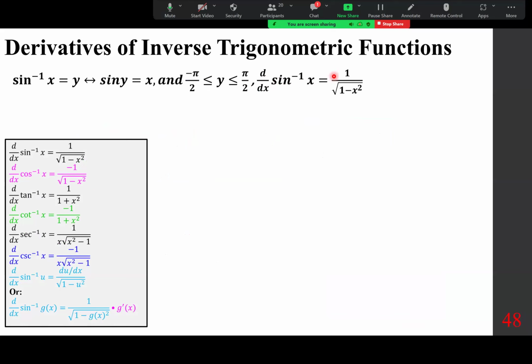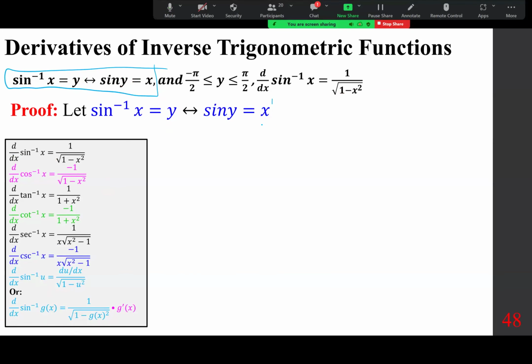We know the derivative of sine inverse is 1 over the square root of 1 minus x squared. So let's take a look at some proof, for example, for sine inverse. Let y represent sine inverse of x. By definition, sine y equals x. So we are really using this part in essence. We are using this part, everybody. Okay, very straightforward.